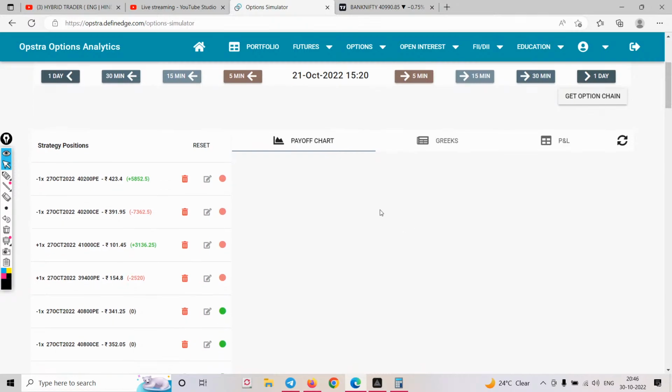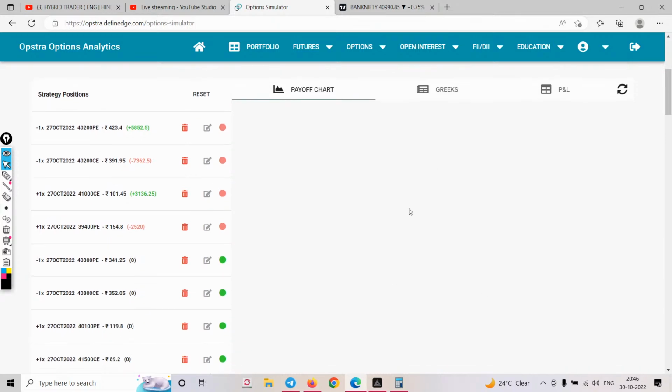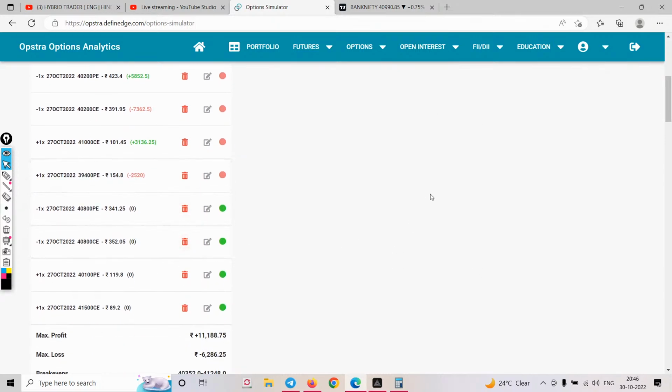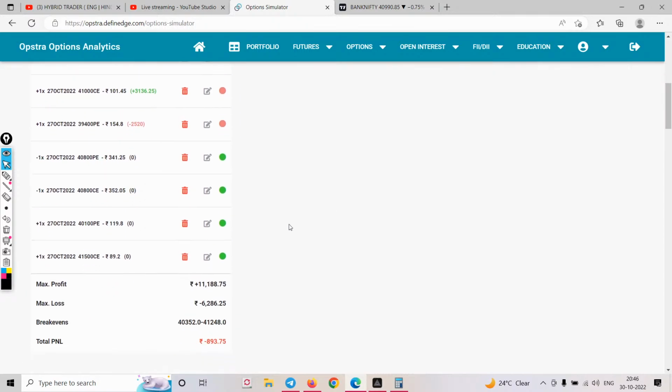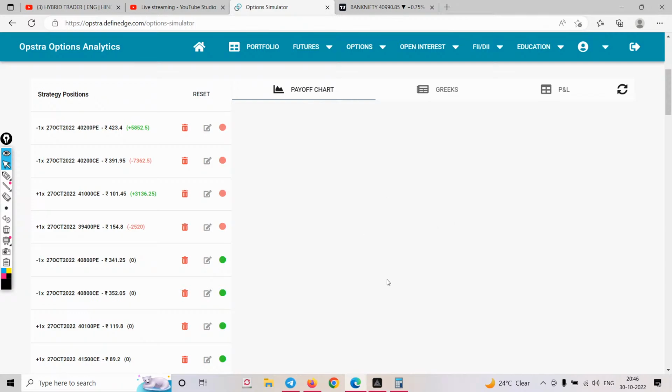See again friends, this is what is happening. The payoff is not shown here. Again, I think we have to deploy the trade again. The payoff is not shown here. This is the biggest pain. Even if I reset, the payoff is not shown.